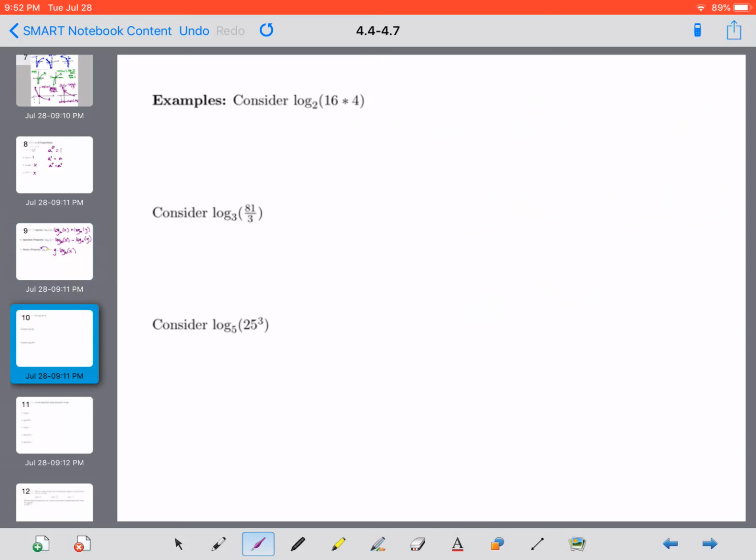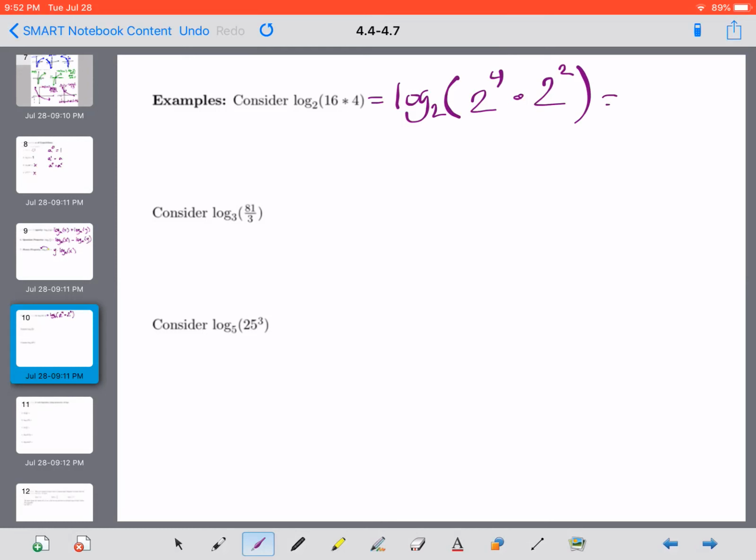So let's start with log base 2 of 16 times 4. I'm going to compute this in two different ways. So one way to think about this is to say, well, this is log base 2 of, 16 is 2 to the 4th power. I'm trying to rewrite it as powers of 2 just because it's easier to compute logs that way since my base is 2. And 4 is 2 to the 2nd power.